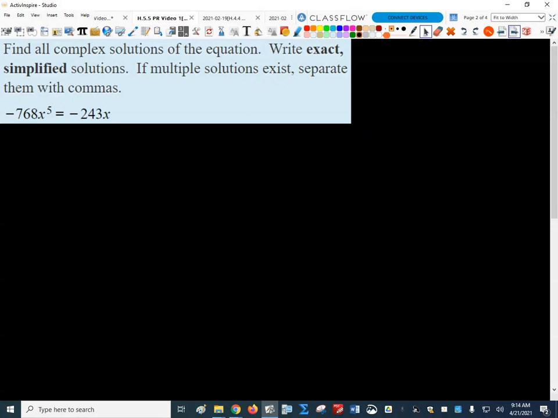Okay, which one might be slightly preferable? So we get a positive leading coefficient then, right? So we'll push everything over to the right, and we'll get 768x to the fifth minus 243x equals 0, but let's go and put the 0 on the right. We have that freedom, okay? Okay, good. What else?